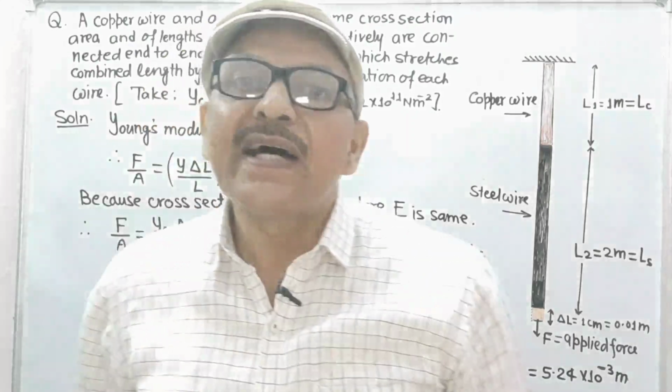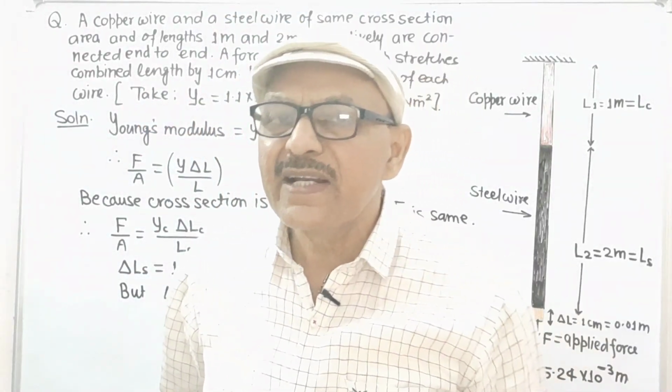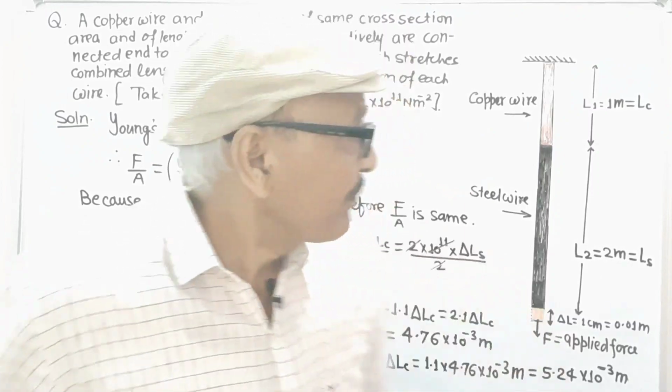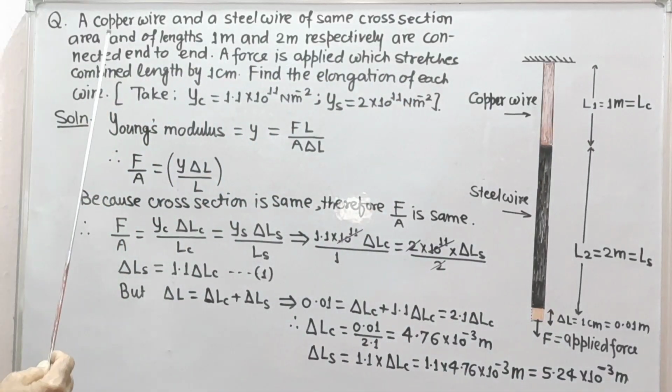Hello dear students, we are going to solve a numerical problem related to elasticity. The question is: a copper wire and a steel wire of the same cross-section area and of lengths 1 meter and 2 meter respectively are connected end to end. A force is applied which stretches the combined length by 1 centimeter. Find the elongation of each wire. Young's modulus of copper and Young's modulus of steel are given.